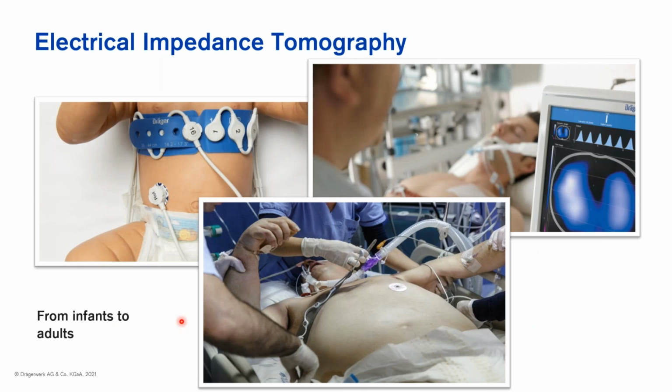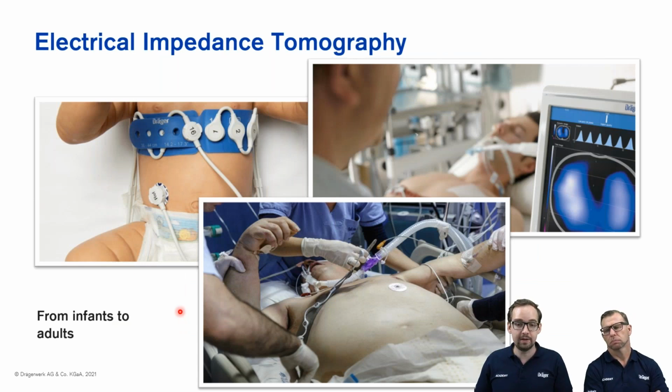So when we look at the application, we need to use an electrode belt, which we place around the patient's chest. I think this is something more common that you might all be familiar with. We place an electrode belt with 16 electrodes around the chest. We measure the electrical resistance of the chest and can then generate these 2D images, which show us the distribution of tidal volume in real time. And we can do this from infants to adults.